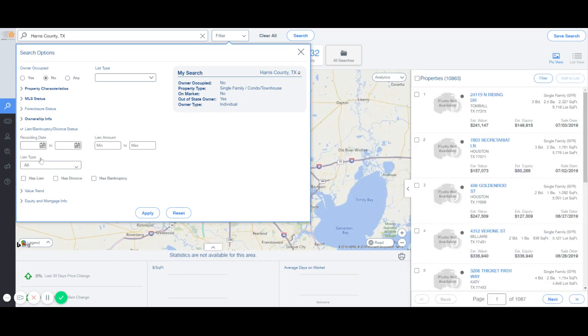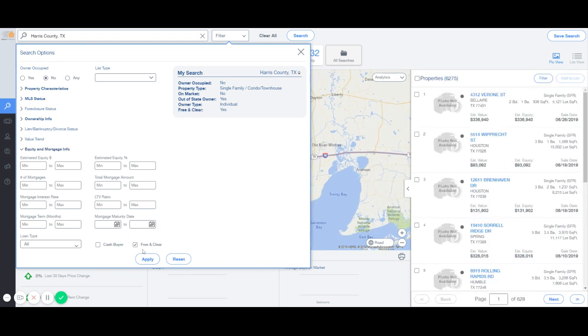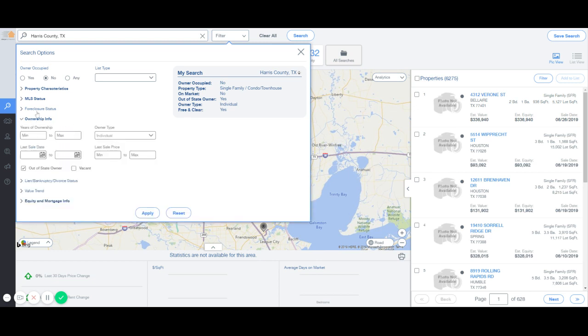Let's see if there's any out-of-state free and clear. There's a bunch of them. Let's see here, ownership info. Now, I would say after this, we know that it's 100% equity, free and clear, individual owner, they're out of state, it's not on the MLS, but we still have a very large list of 6,200. Let's see if we can keep going on down.